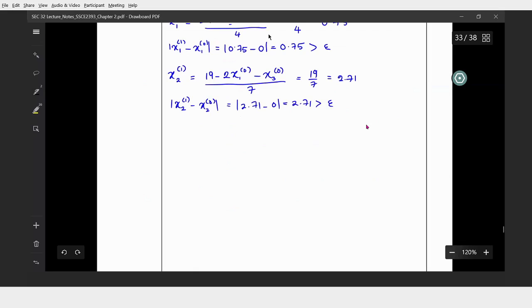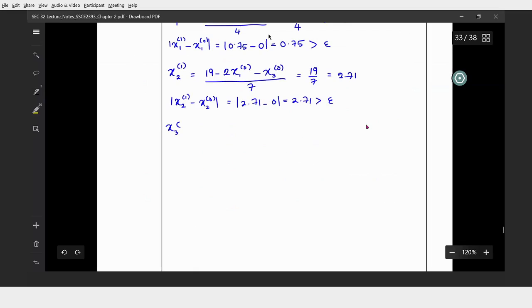right? x3 1, by the formula, it is 31 minus x1 0 plus 3x2 0 over 12. Okay, so the two values, your initial, x1 and x2 are 0. So basically you have 31 over 12. So this is 2.58. Also greater than epsilon.